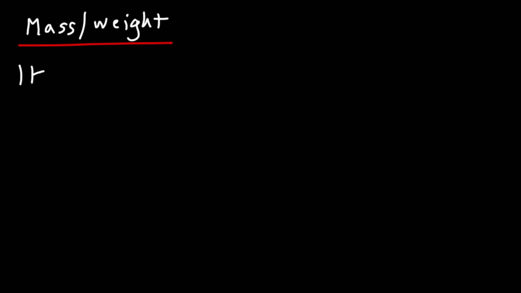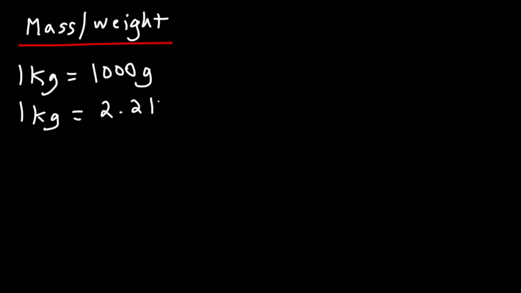Now let's talk about conversion factors associated with mass or weight. So here's the first common one that you'll see in chemistry and even in physics sometimes. 1 kilogram is equal to 1,000 grams. 1 kilogram is also equivalent to 2.2 pounds.